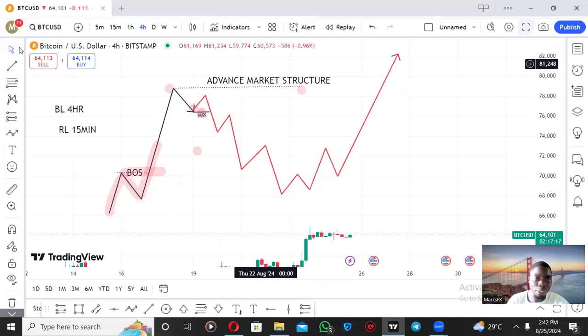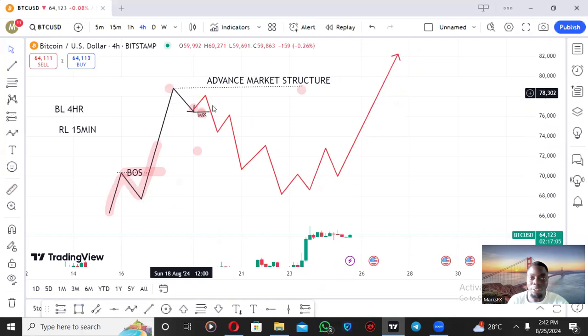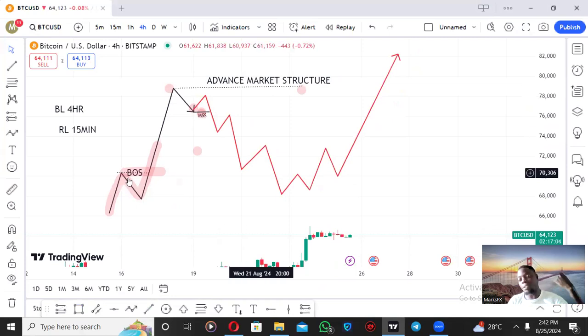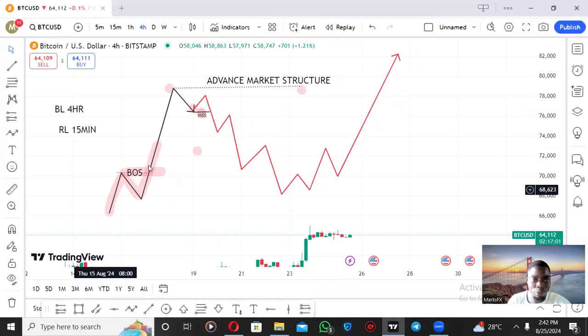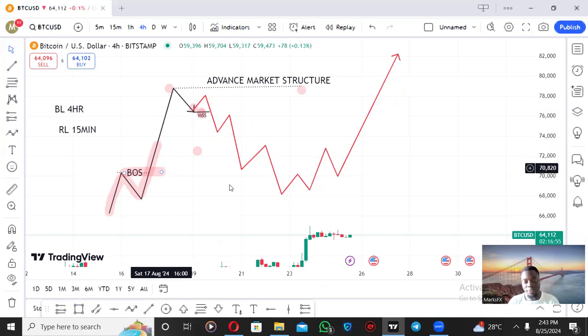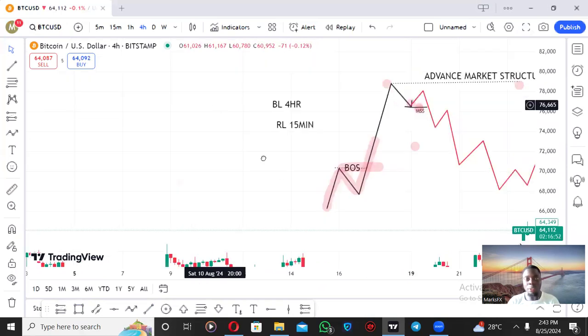You saw price fall and push. Remember that this is the 15-minute time frame. So if you're a day trader, once you see that price has broken structure and pushed, after a break of structure, what do you expect? A pullback, isn't it? That's what we did here.